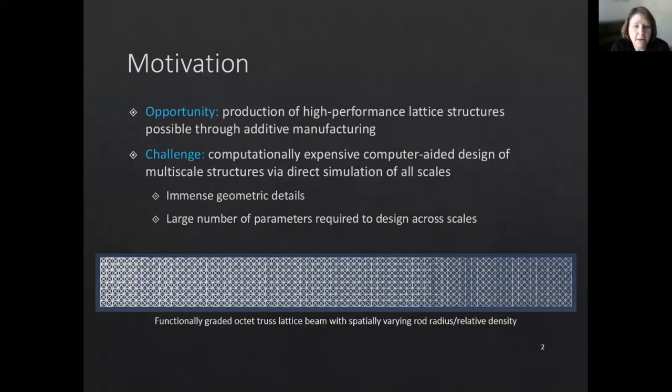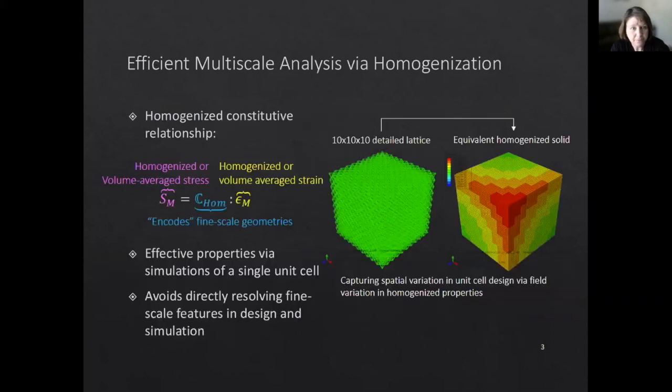We're really motivated in a lot of the work that we do by being able to additively manufacture complex structures and mesostructures. As many of you know, it's a challenge to design these. We have lots of geometric details on different scales, and a large number of parameters is required to design across these scales, especially when you consider designing not only the unit cell, but also the lattice structure itself and the surrounding structure.